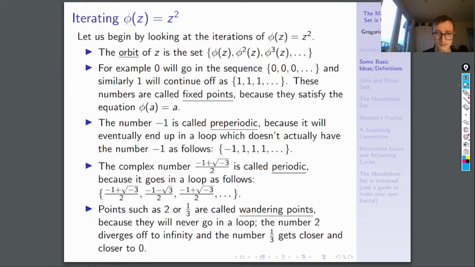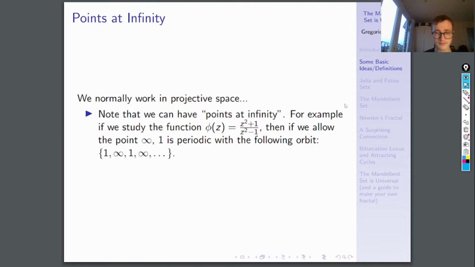So, okay, that's good. These are some basic terms that I might use throughout the talk. Another note is that we have points at infinity. So we're allowed to do points at infinity.